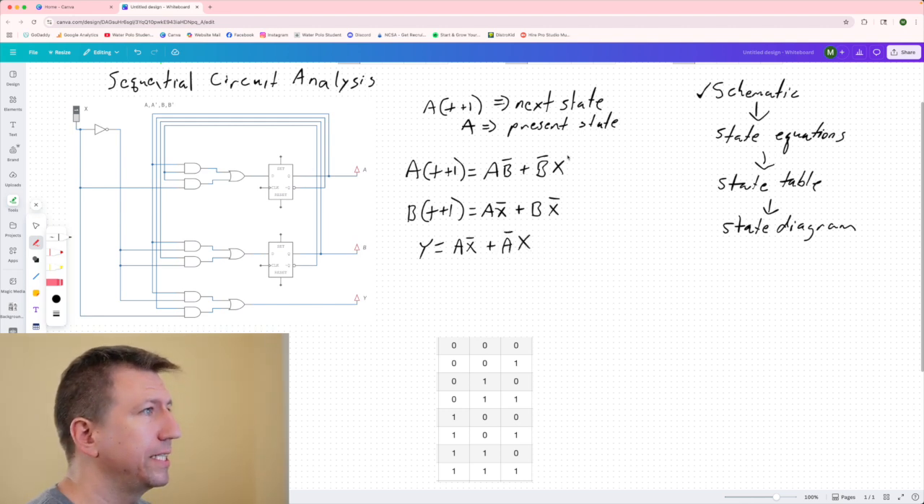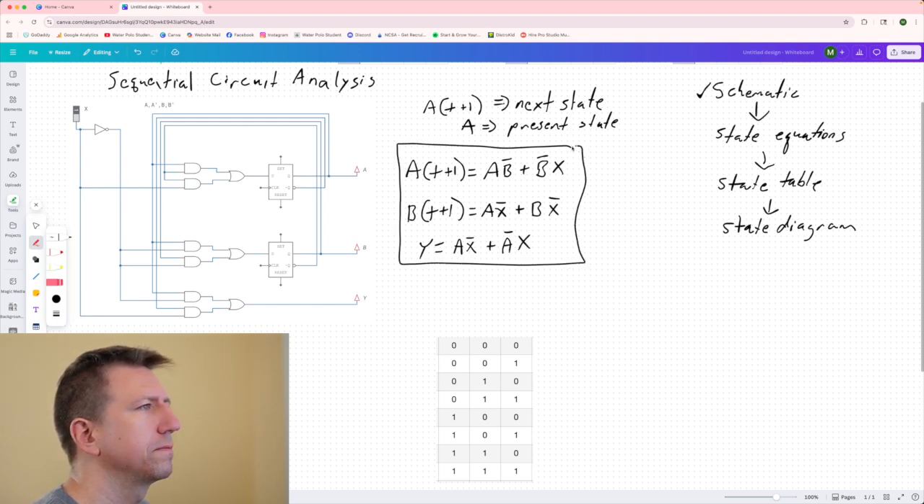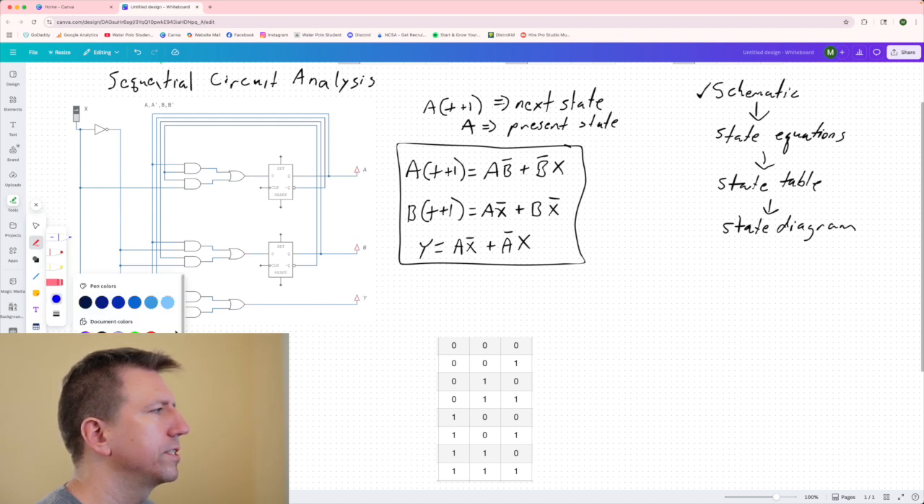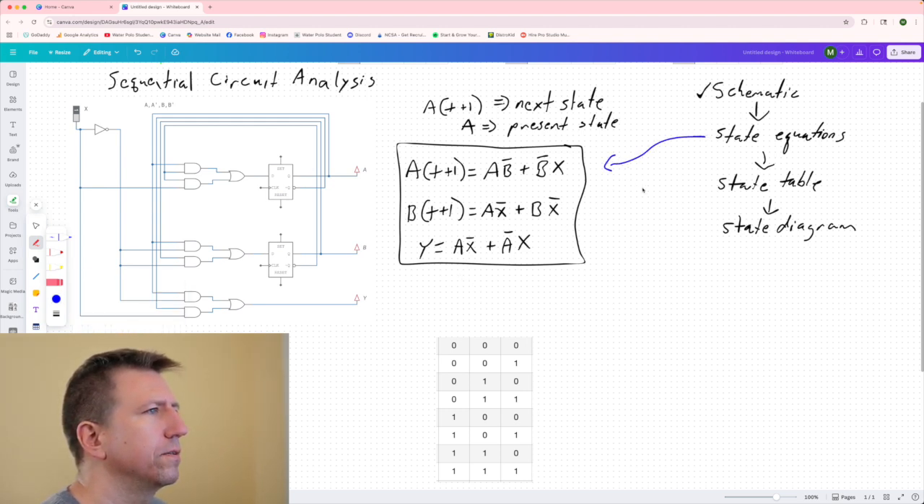Great. So these are our state equations. The next step is to take these state equations and put them into the state table. So here's our state table at the bottom here. Let me just highlight that these are the state equations, and this will be our state table.